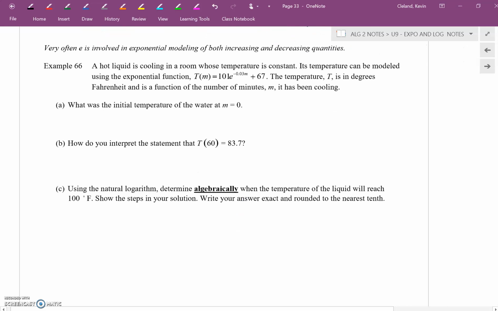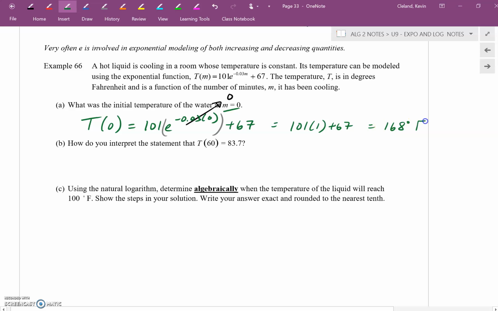What is the initial temperature of the water? Initial temperature, when did it begin? At time equals 0. This is simple, just plug in 0. If I want to be safe, I'm just going to go right to a calculator from there. But we could use a little bit of our brain power here. That would just be 0, so we have e to the 0 power. Anything to the 0 power is 1. So we have 101 times 1 plus 67, which is 101 plus 67, which is 168 degrees Fahrenheit.